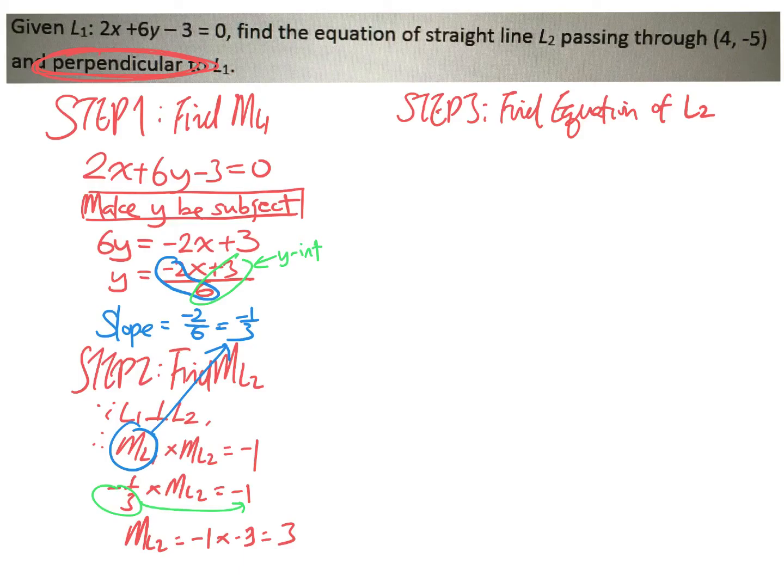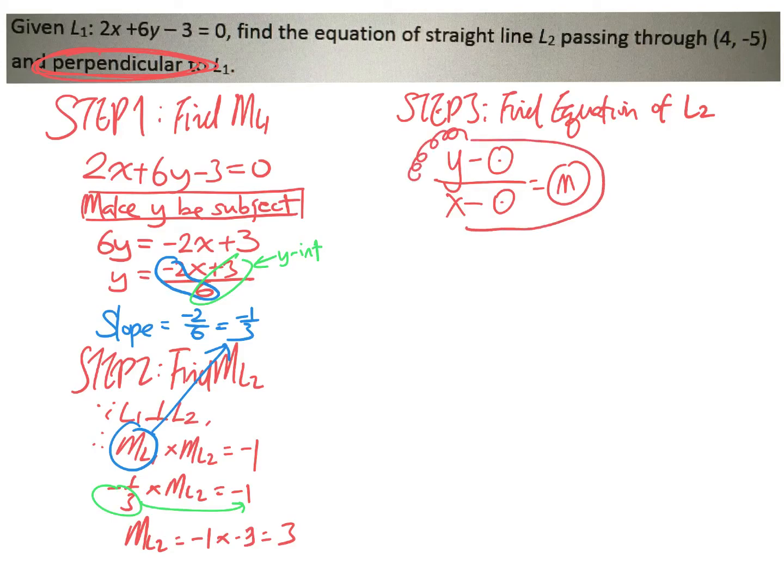Then we go to step 3. We need to find the equation. In order to find the equation, we can get help from a guide. Waterloo here, Waterloo. This guide can help you find the equation by just substituting the y-coordinate of a point, and here the x-coordinate of a point, and then you substitute the slope here, then you will get the equation.